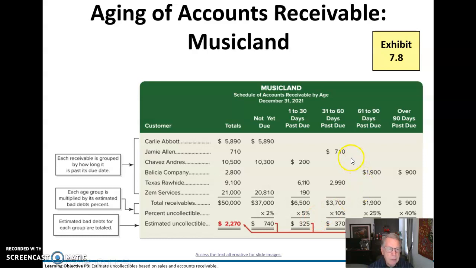$325. Then we have increasing age columns here. And as you see, the percentage dramatically increases when we get over 90 days past due. That's very indicative that you've got a higher percentage of not being able to collect that account. So we add each one of these together, 360, 475, 370, 325, and 740, to get 2270. That's what we think is going to be uncollectible.